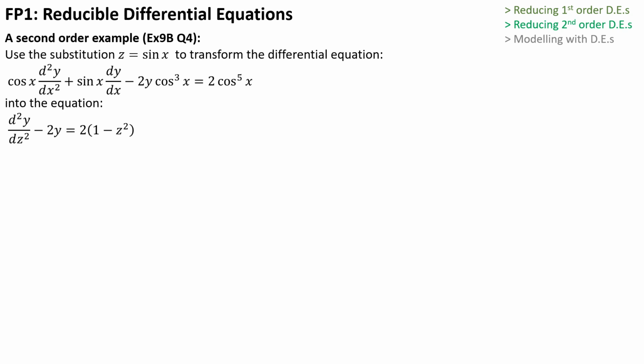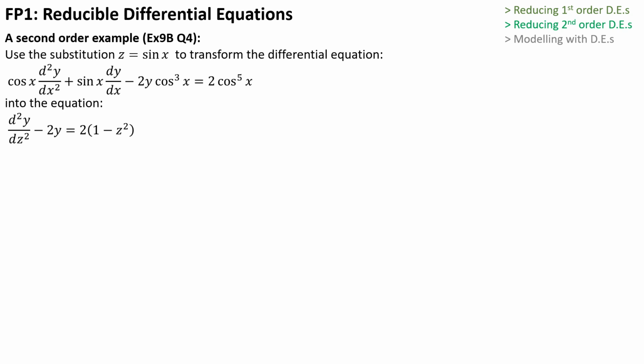There are a few clues you can pick up straight away by looking at that. For instance, there's a 1 minus z squared in the equation we're working towards. And if z is equal to sine x, then 1 minus z squared will be 1 minus sine squared x. In other words, cos squared x. So it's quite likely that there will be a cos squared x term towards the end that I can reduce and turn into 1 minus z squared.